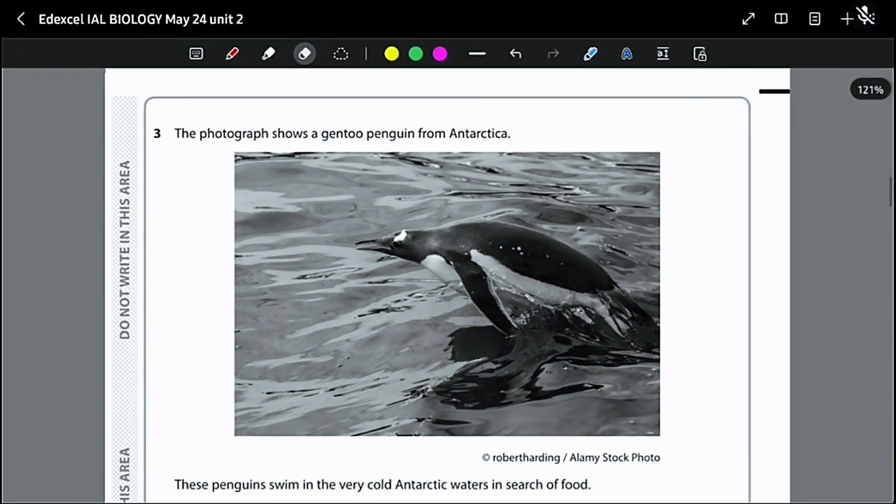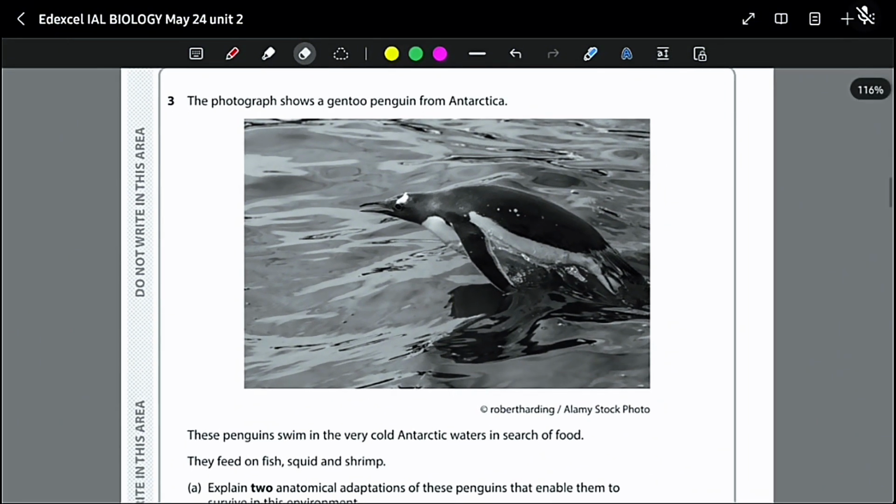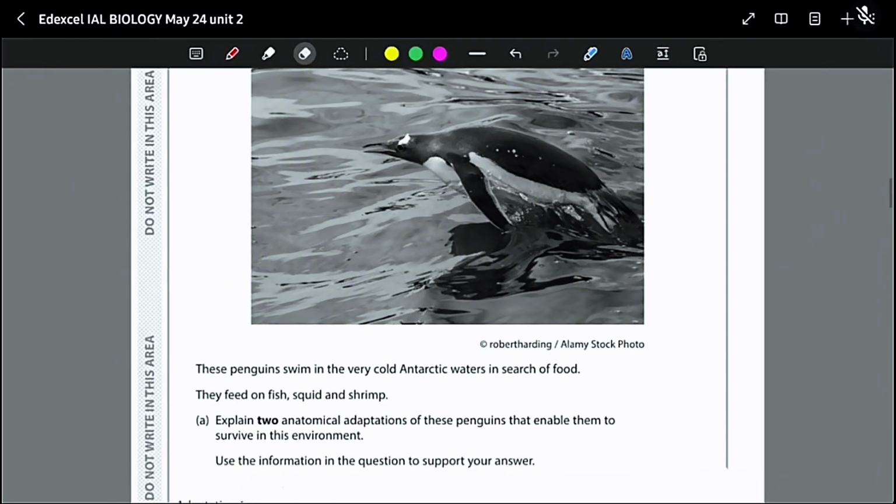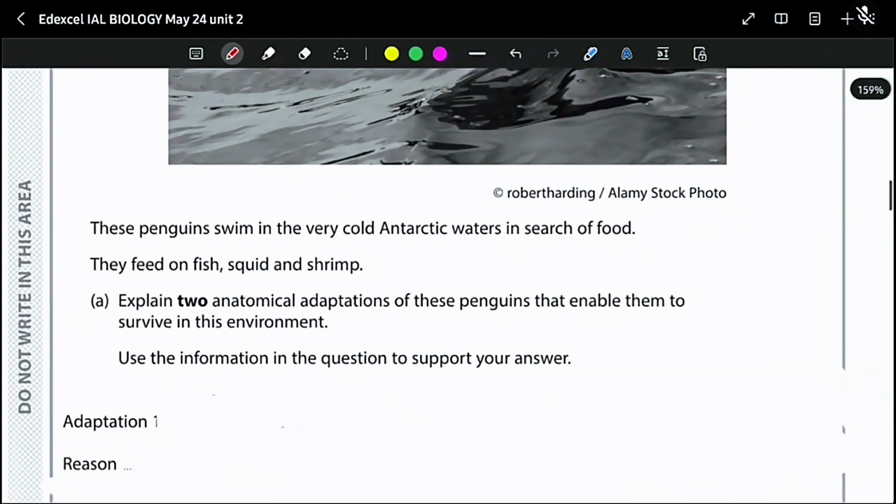Question 3. The photograph shows a Gentoo penguin from Antarctica. This penguin swims in the very cold Antarctic waters in search of food. They feed on fish, squid, and shrimp. A. Explain two anatomical adaptations of these penguins that enable them to survive in this environment. So we know anatomical adaptations are the form and structure of an organism. Use the information in the question to support your answer.